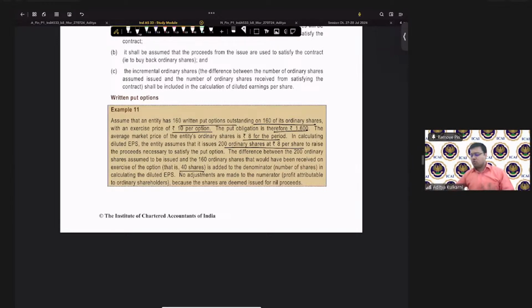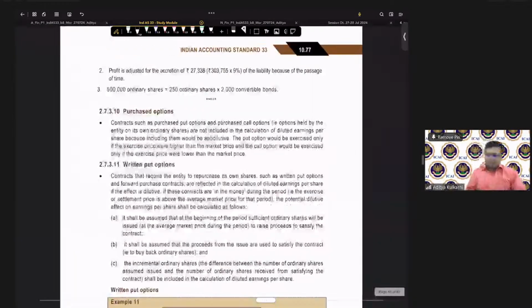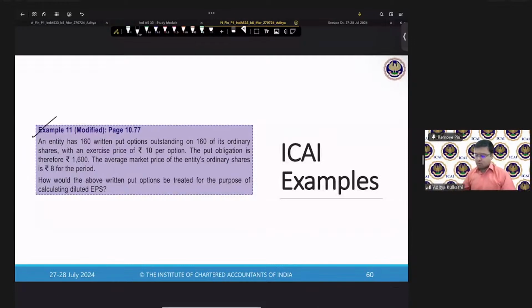No adjustment would be made to the numerator because this is assumed to be for nil proceeds. These are deemed to be for nil proceeds. Are we okay with this? Same like options. There is no change in the treatment. So it is same like options, no change.